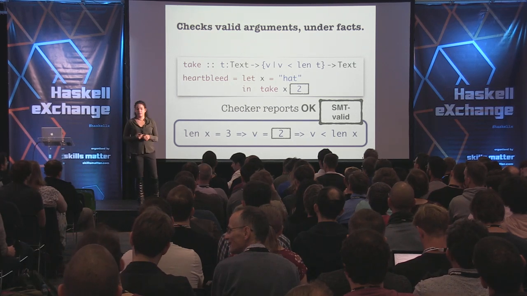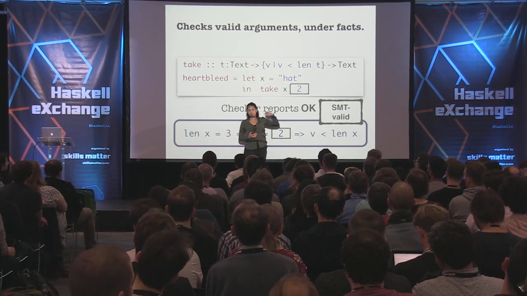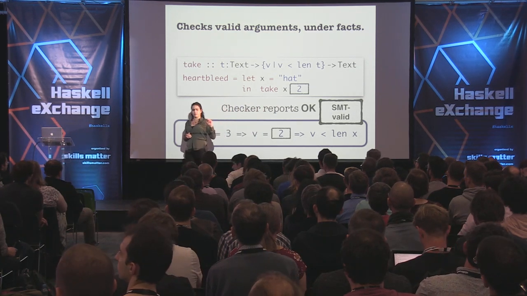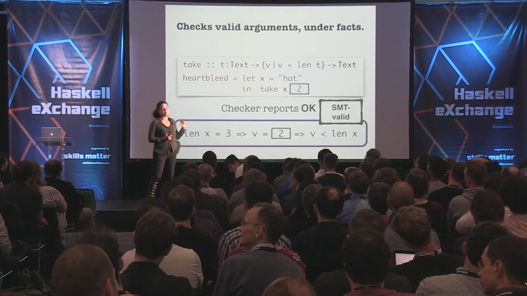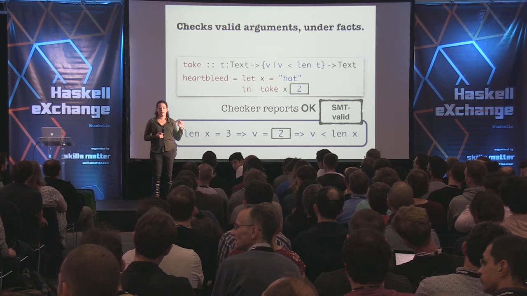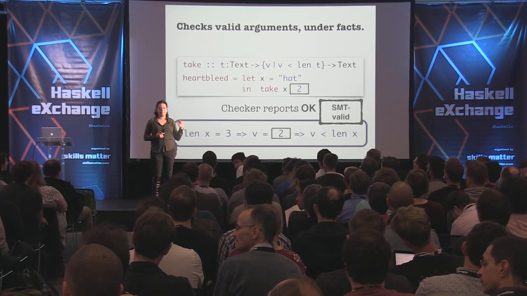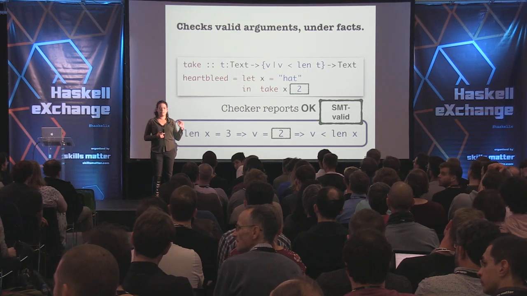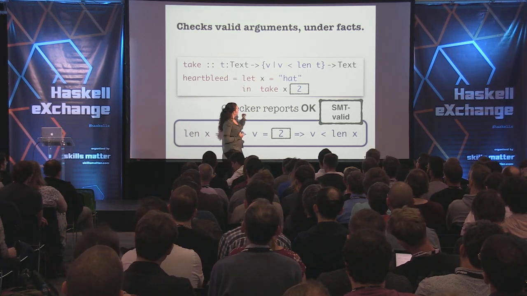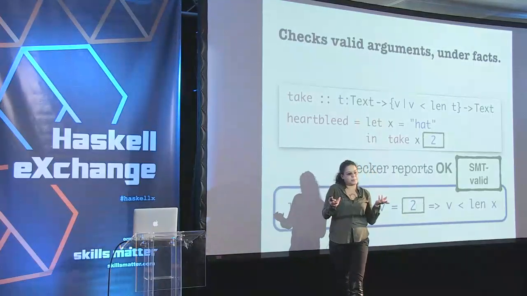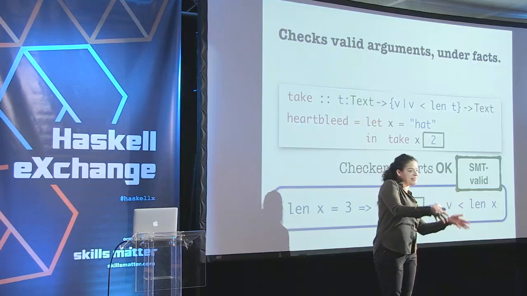Yes, if I, for example, take 2 from hat, this is valid. But the intermediate result is not valid. What is the intermediate result? First, you take 500 from hat, which is a refinement error. But after that, you take 2 from the... Oh, yeah. So if I had, yes, the intermediate result would be non-valid, so LiquidHaskell would report an error for the invalid application.